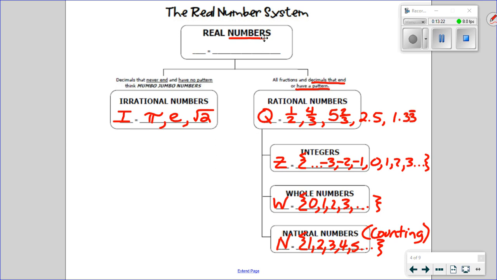And then if we put all these subsets of numbers together, we get the set of real numbers, and we actually use a capital R for our set of real numbers. And so your real numbers just include irrational and rational numbers.